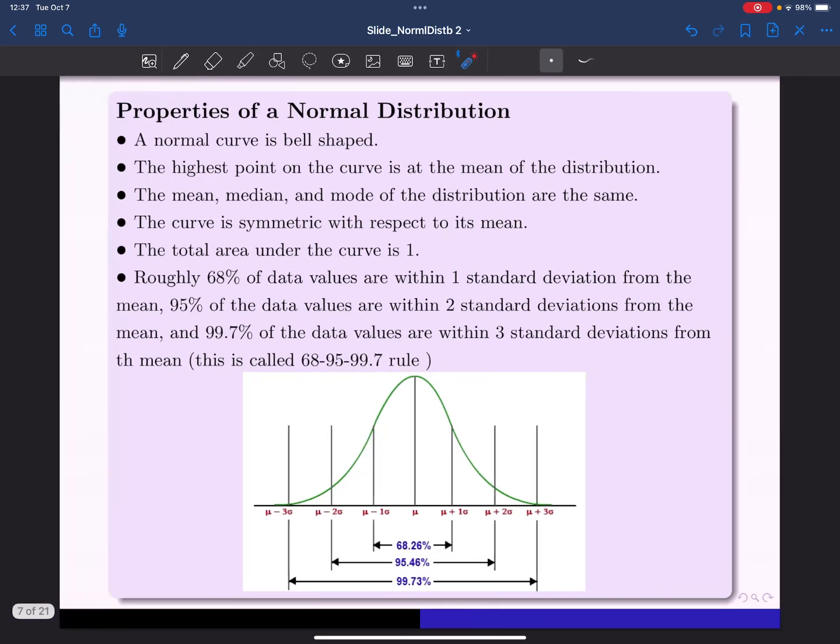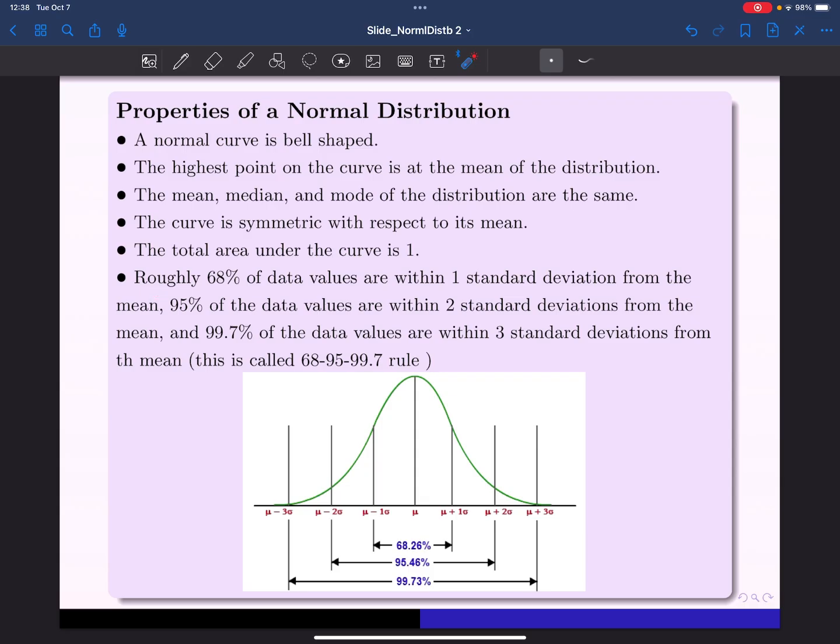Now, properties of normal distribution. A normal curve is bell-shaped, and the highest point on the curve is at the mean of the distribution. So we're going to have the mean at the highest point. The mean, median, and mode of the distribution are exactly the same. The curve is symmetric with respect to the mean, so we have the same symmetry on both sides. The total area under the curve is 1 because it represents the percentage, which needs to be 100%.